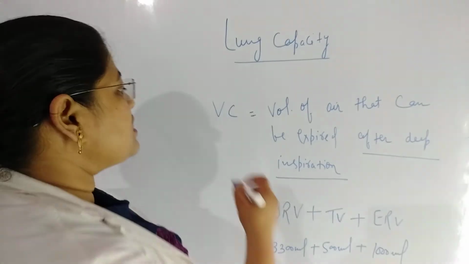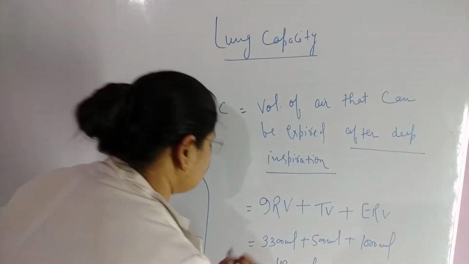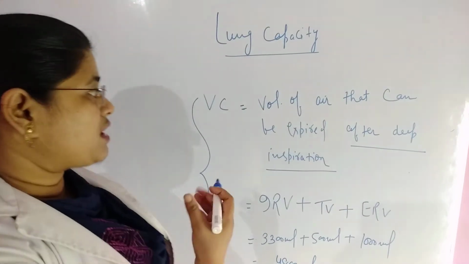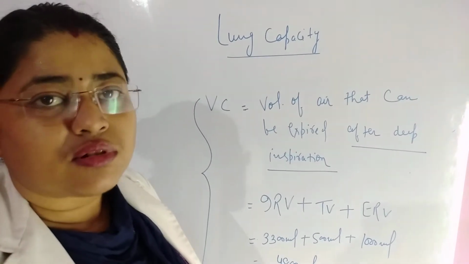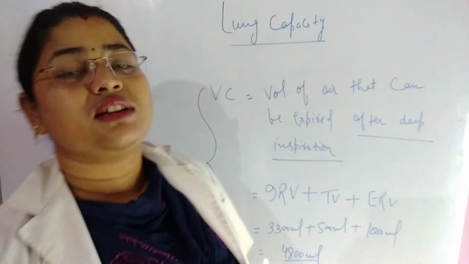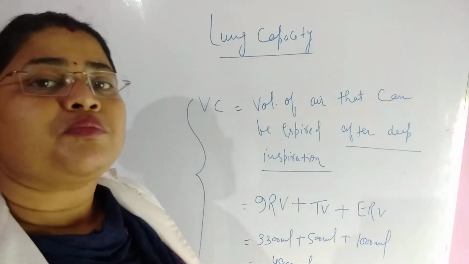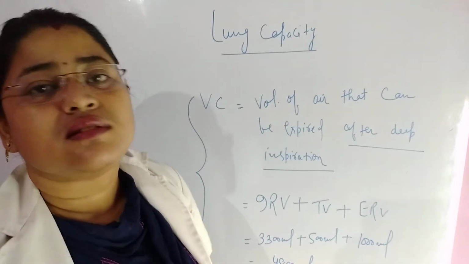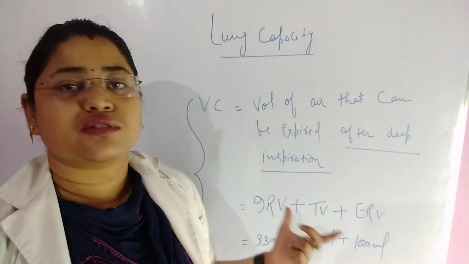This is the vital capacity of lungs, and it is a very important capacity which represents the functional status of lungs, and it has some physiological variation also. In athletes, vital capacity is slightly more. In females, vital capacity is less, and vital capacity is more when a person is in standing position. So it has some physiological variation also.